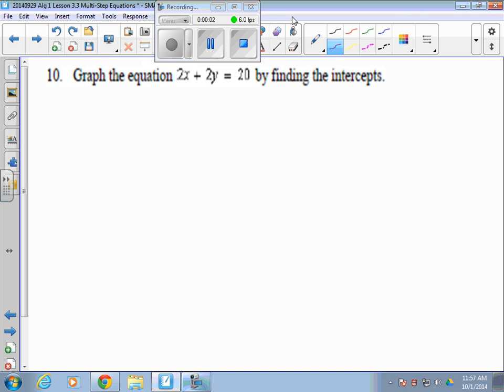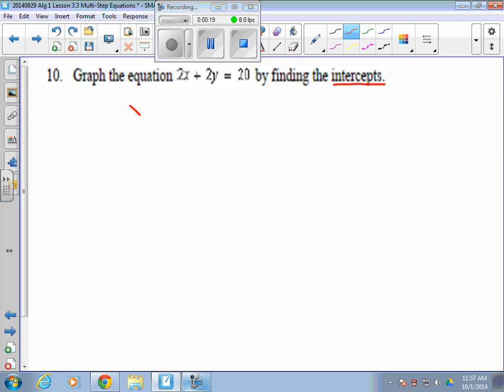This is Algebra 2, test number 8, part 2. We're picking up with number 10, study guide. It says graph the equation 2x plus 2y equals 20 by finding the intercepts. Remember, in order to find the intercepts, you plug in 0 for the opposite letter or the opposite variable.